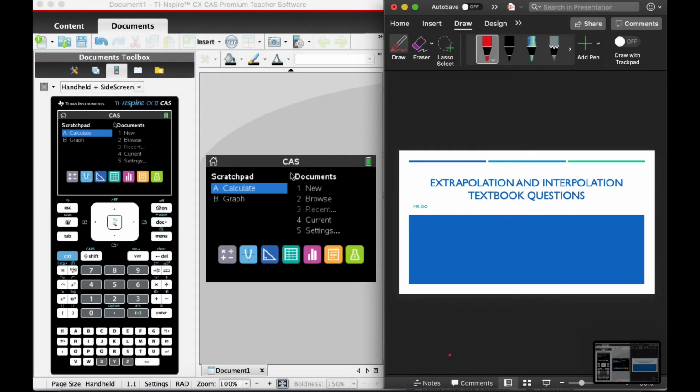Video, I'm going to be going over the textbook questions from the previous lesson about extrapolation and interpolation, as I've received some emails to assist you guys answer some of the questions. So before I do that, I do want to quickly go over the differences between extrapolation and interpolation.